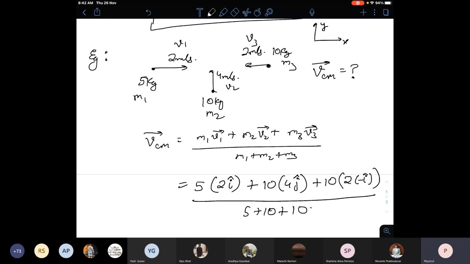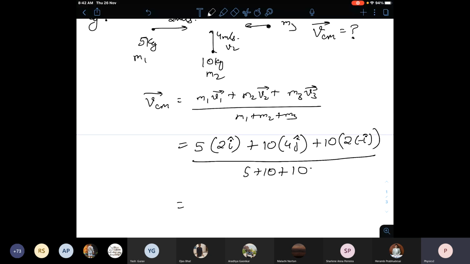So from here, if you calculate it, the answer is 10 minus 20 minus 10 i cap plus 40 j cap upon 25. Whatever it simplifies to, let it be. We are not interested in the calculation part. That you can do, that is easy, that is simple.